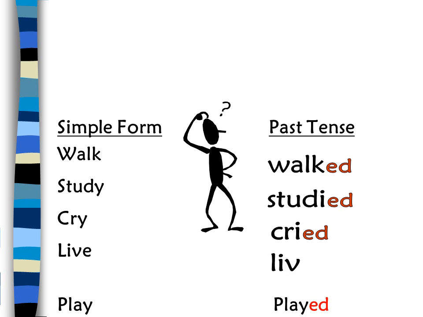The verb live, lived. Now for play, it's different. Play, played. Alright, there is no dropping here of the Y. Why? Because we have a vowel. A is a vowel. Whenever we have a vowel, we don't drop the Y. Alright? We keep the Y and we add ed to the verb. But if we have a consonant, I should drop the Y and I should add IED, like the verb study and cry.